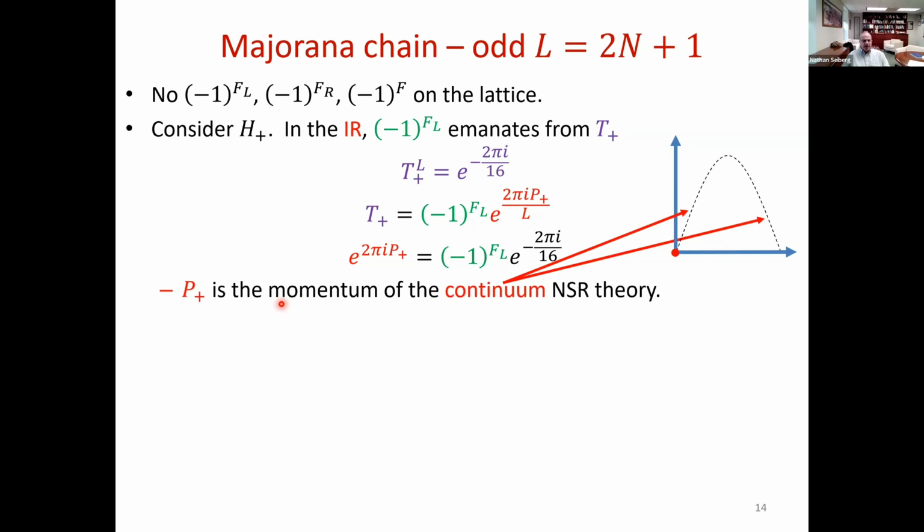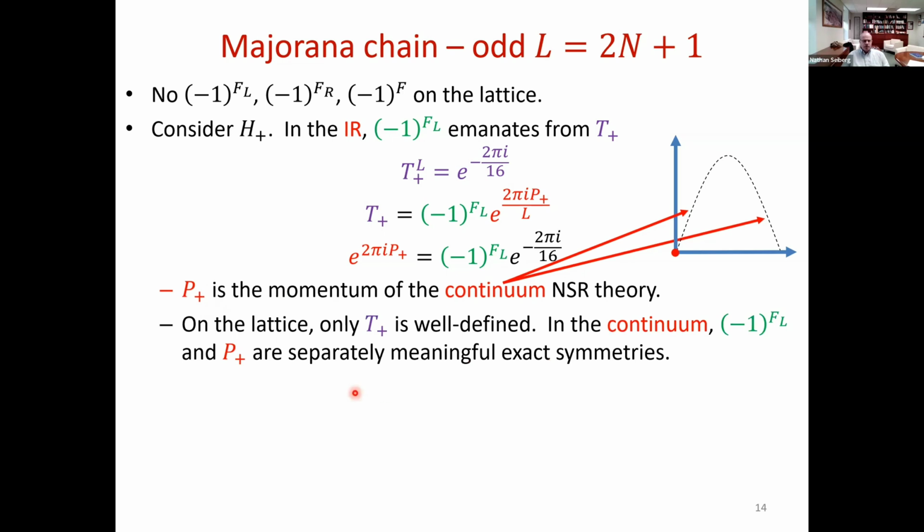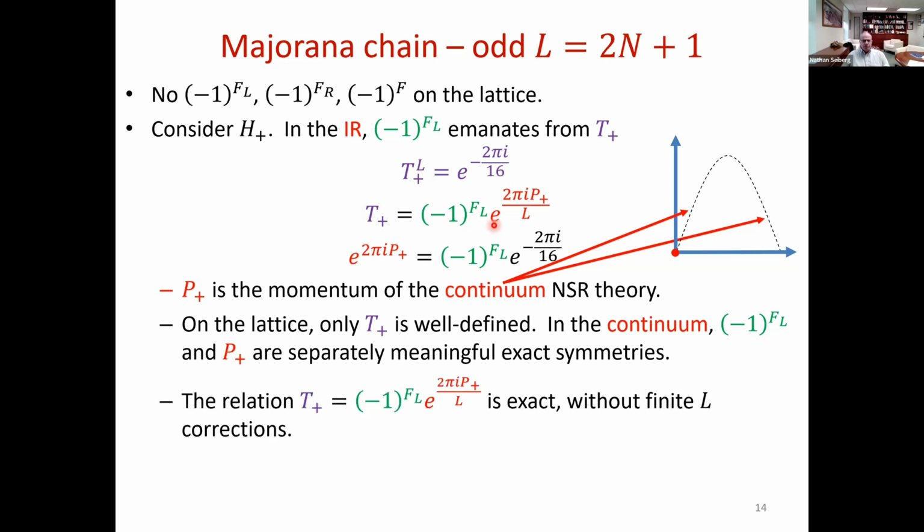So again, P plus, I remind you the subscript plus is not because it's in the plus direction, but because we study the Hamiltonian H plus, is the momentum of the continuum NSR theory. These are the right movers and the left movers. And again, on the lattice, only T plus is well defined, while in the continuum, we have two symmetries that are separately meaningful, and the details are as before. And finally, as in the previous example, this relation between the UV operator and the IR operators is exact without finite L corrections.